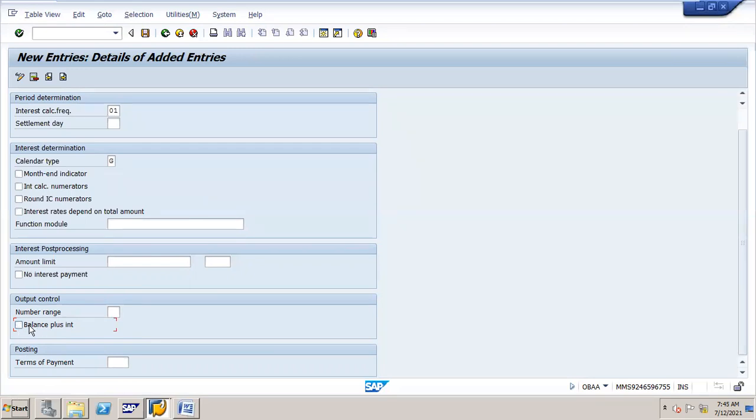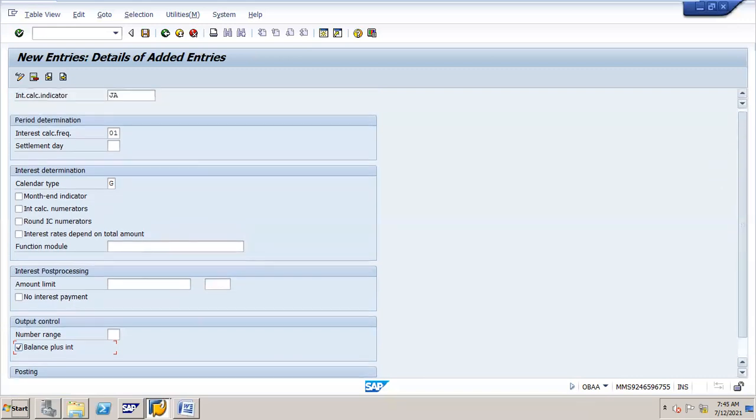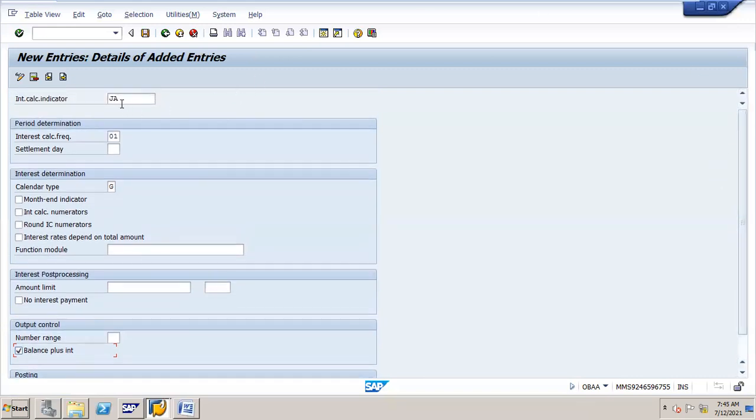If I select this balance plus interest checkbox, once he runs the interest calculation, when he looks at the output, he can see the principal amount, say 1 lakh rupees, and also he can see 800 rupees. This checkbox is for output purposes. So what I did here: first step, I created one indicator. In the second step, for this indicator, I assigned all these assignments. Okay, so save it.